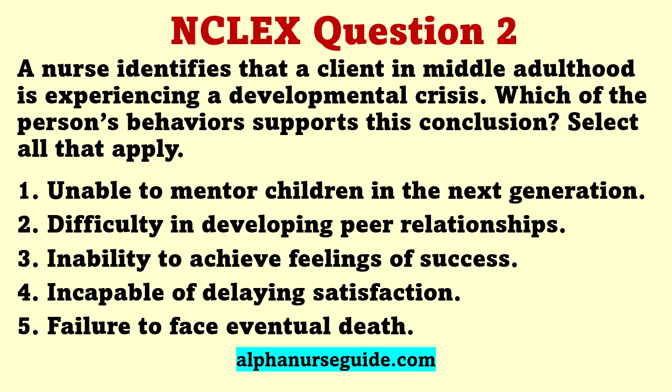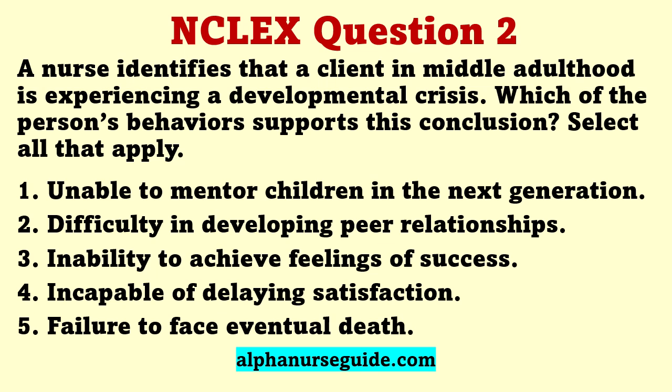The correct answers are 1. Unable to mentor children in the next generation, and 3. Inability to achieve feelings of success. Rationale. A task associated with middle adulthood is sharing of self and performing activities that promote the growth of others, particularly those in the next generation. A major task of middle adulthood is successfully fulfilling lifelong goals that involve family, career, and society. If these goals are not achieved, a crisis often is precipitated.